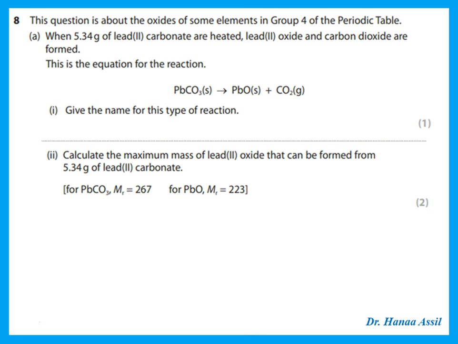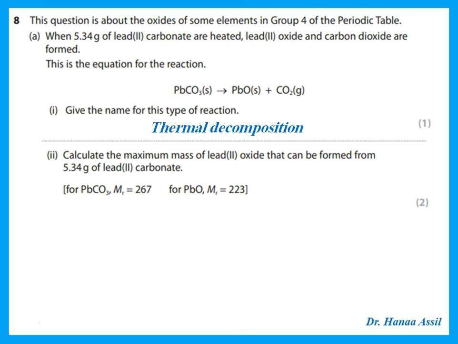This question is about oxides of some elements in group 4 of the periodic table. When 5.34 grams of lead carbonate are heated, lead oxide and carbon dioxide are formed. Give the name for this type of reaction. When we heat a compound and break it up, this type of reaction is thermal decomposition. You heat a compound and you end up with 2 or more compounds, that is thermal decomposition.